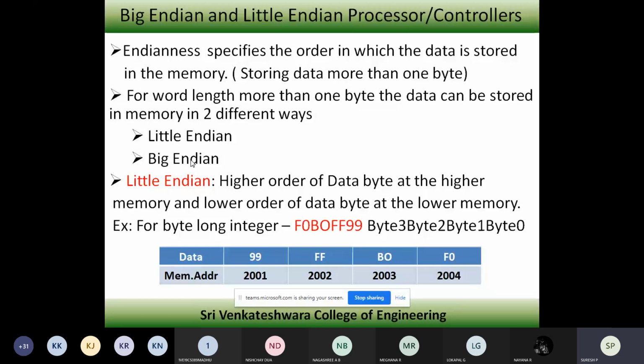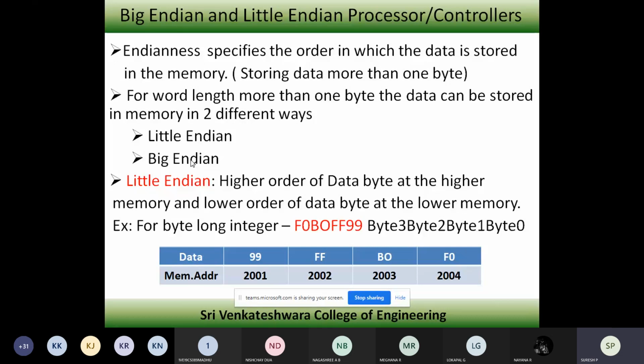Now if you have data which is more than 1 byte, there are 2 different ways in which the data will be represented. One is the little endian way and the other is the big endian way.